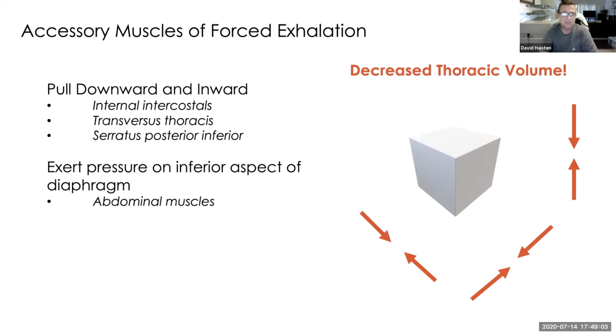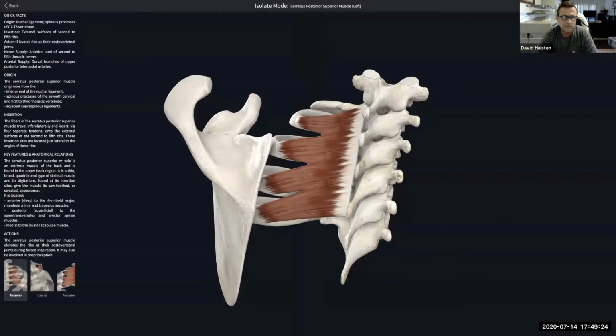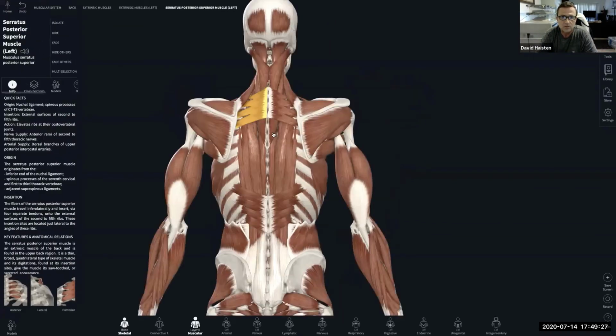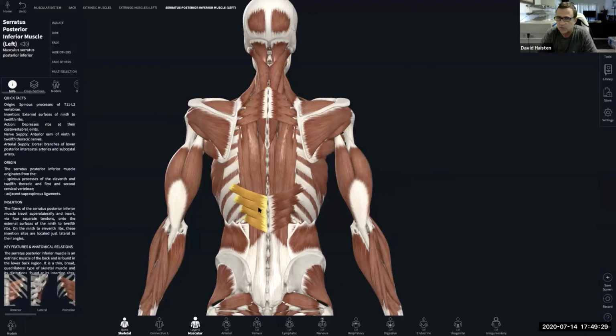So let's look at these muscles real quick. You know internal intercostals and you know the abdominal muscles. You don't know transversus thoracis or serratus posterior inferior. I'm pretty sure I pulled transversus thoracis from the list. So let's have a look at these. Well, here's serratus posterior inferior right there. It's a deep muscle as well. It's going to be superficial to the erector spinae, but deep to latissimus dorsi.